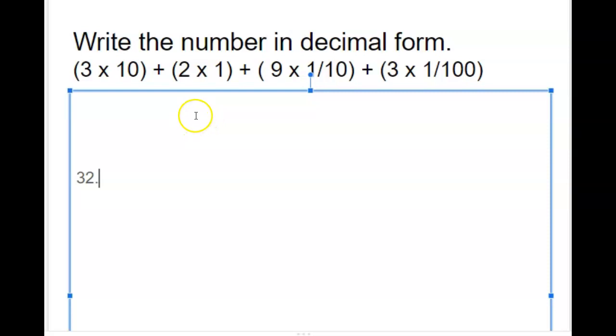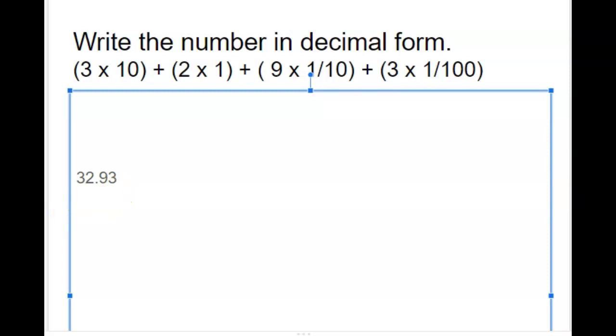I know that I can put my decimal point already. And we have 9 tenths. So I'm going to write 9 because that's my tenths place. And then we're adding 3 times 1/100th. And we know that the next place value is the hundredths. So I'm going to add that 3. So my decimal should be 32.93.